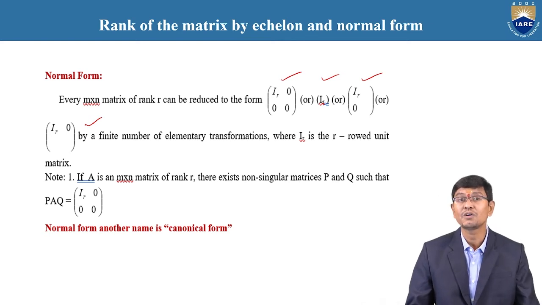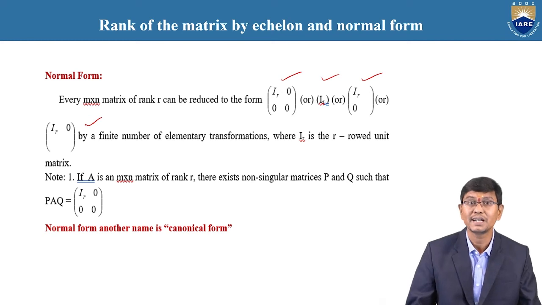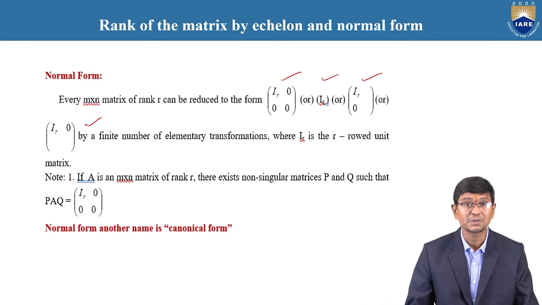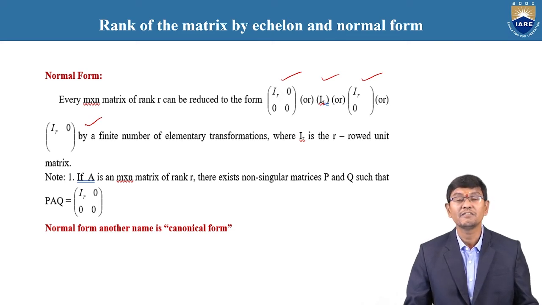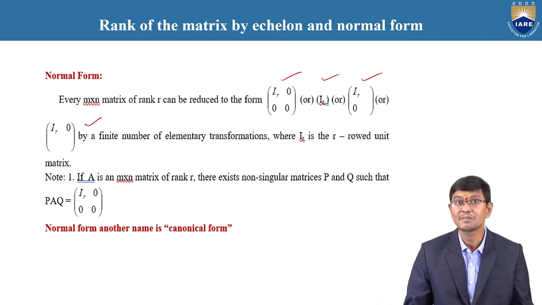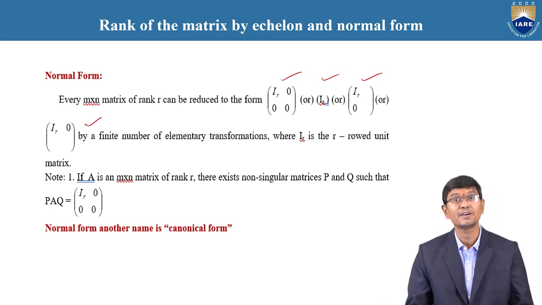By applying row operations as well as column operations, we need to reduce the matrix to any one of the standard forms, that is [IR 0; 0 0], [IR 0] and [IR; 0], by a finite number of elementary transformations, where IR here is the unit matrix of order R. Depending upon that R, we can say what the rank of the matrix is. For example, in the presence of I2, 2 is the rank of the matrix, and I3 is the unit matrix with rank 3.